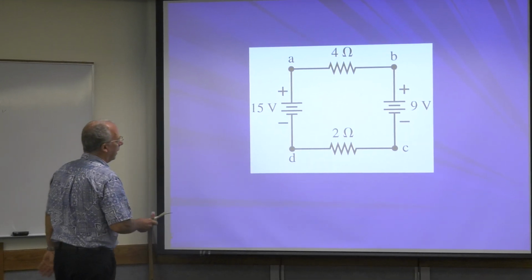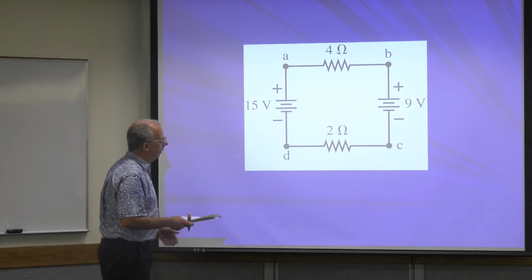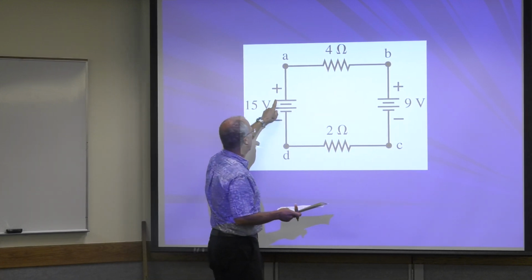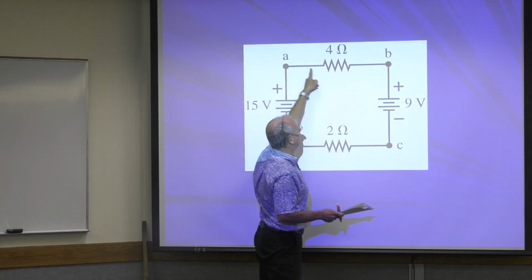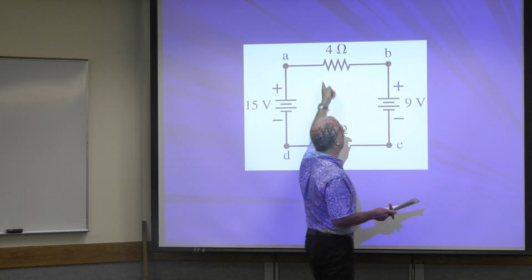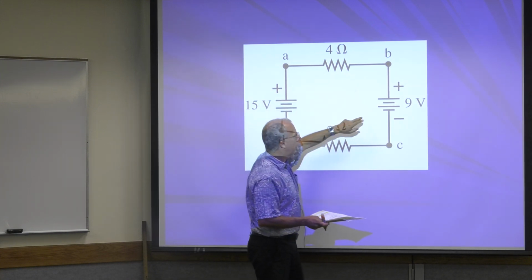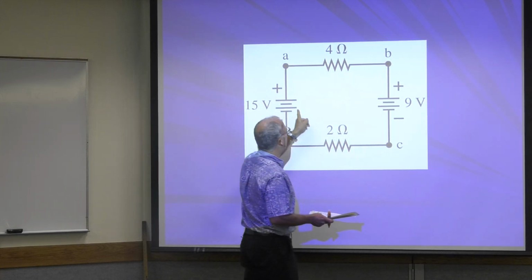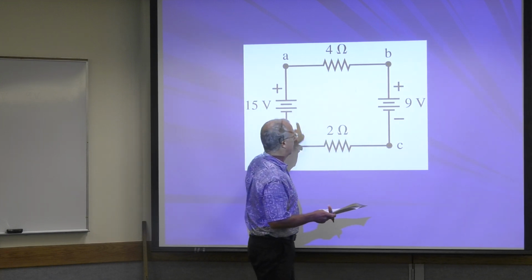Second step, you assign a direction to the current. Now, look, this is 15 volts. And remember, conventional current goes away from the plus, so that would go this way. This is 9 volts, so it would go this way. So which is going to be the bigger one? The current from the 15 or the current from the 9? Well, obviously this one. So we know the real current is going to be going clockwise.